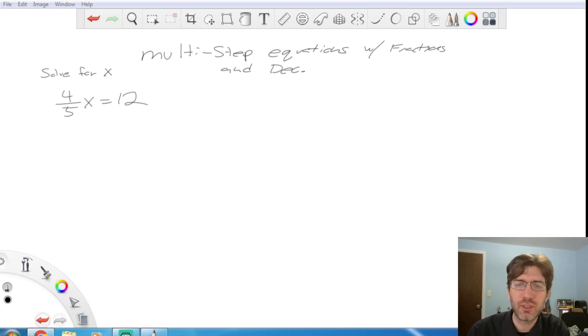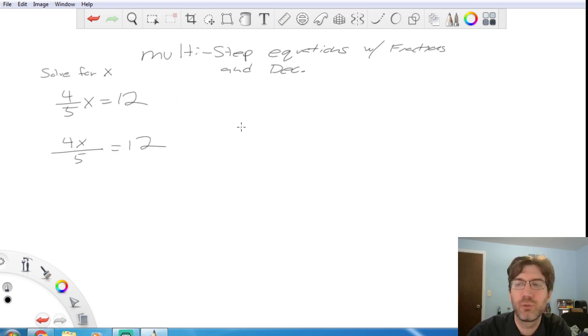As a reminder, let's start off with a problem that we've seen before, and that is this problem right here. I did 4/5 times x equals 12. Before we solve this, I just want to reiterate that this actually is the same thing as 4 times x divided by 5 equals 12.